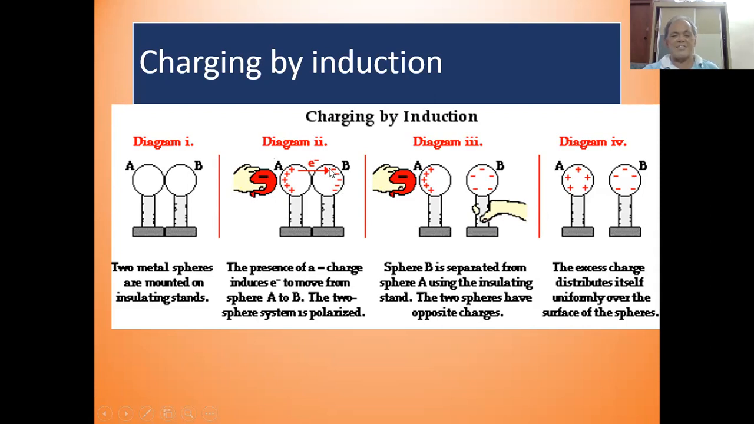It's the electron that is mobile, that is free to move. Positive charge cannot move. So you repel the free electron to the other end. Then you separate them, and you have separated charge as well. So we are just using this idea. You bring a negative charge, it will induce a positive charge here, or the electrons are repelled to go further away.